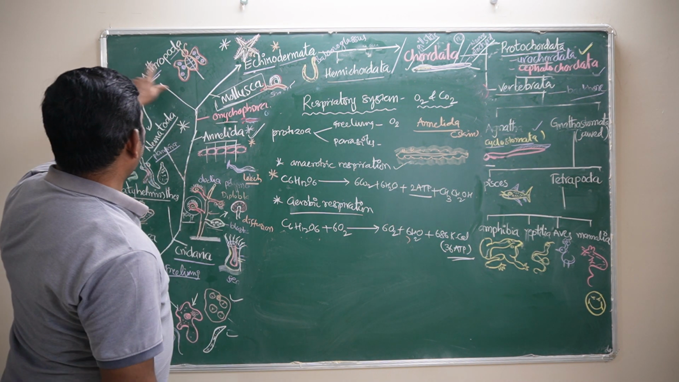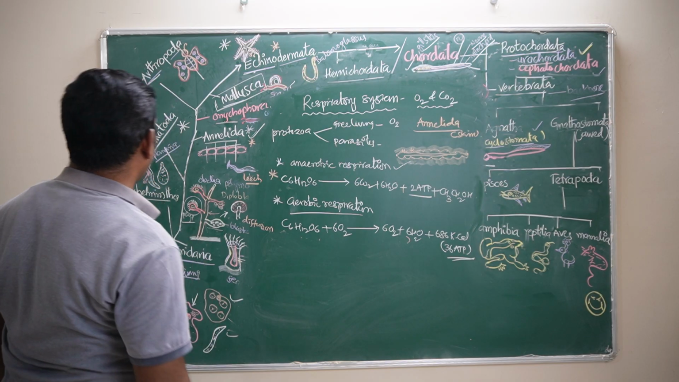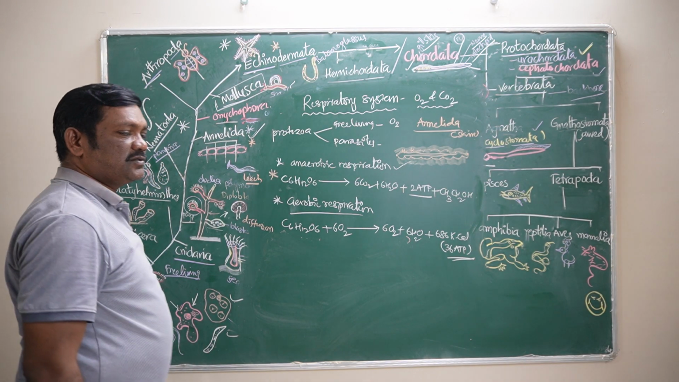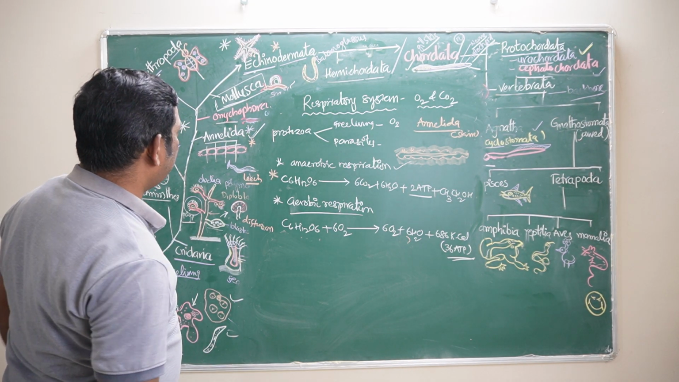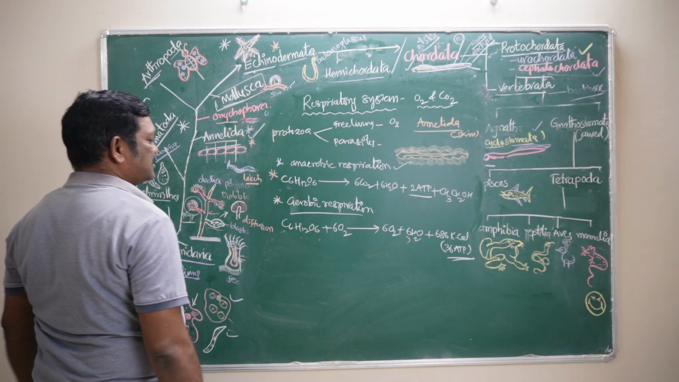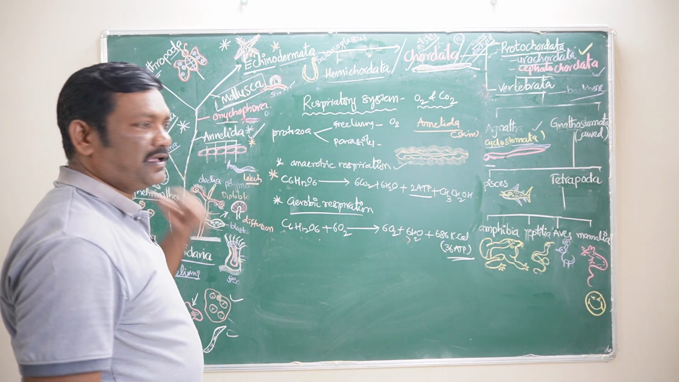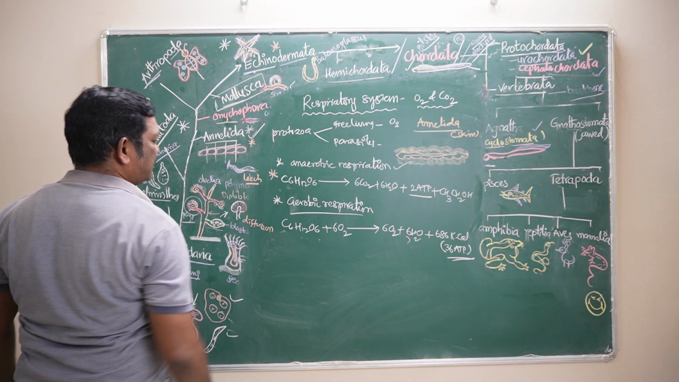Next, Onychophora and Arthropoda. The respiratory organs in Onychophora and Arthropoda. Why am I discussing Onychophora and Arthropoda? They belong to different phyla, but I am discussing them together because of their respiratory organs. I am discussing both phyla at a time because the same respiratory organs are seen in the Onychophora and Arthropoda.